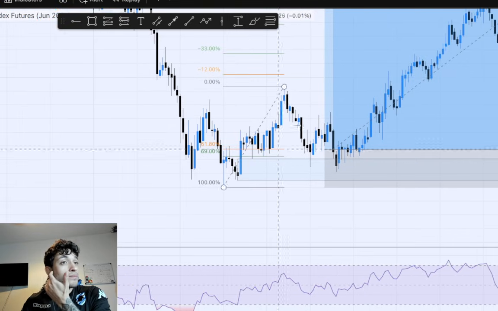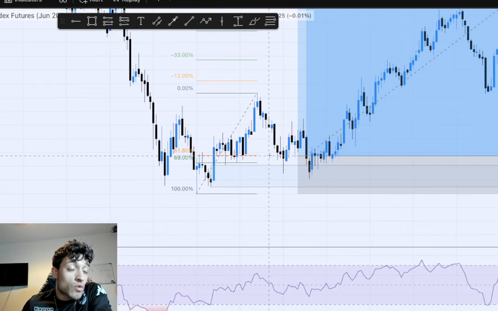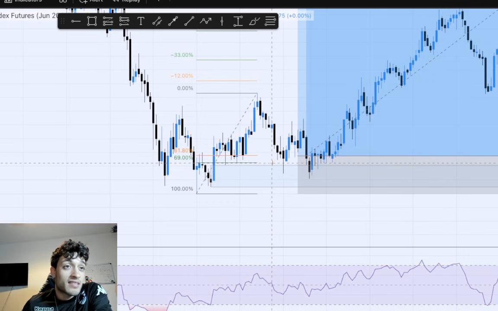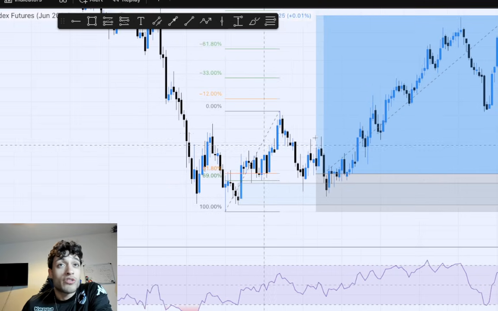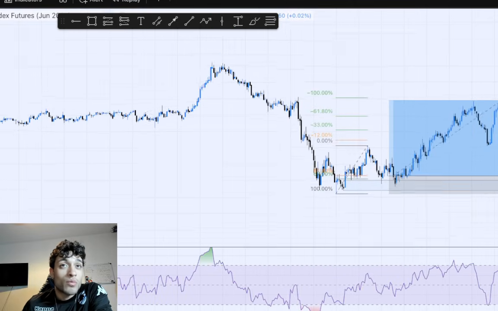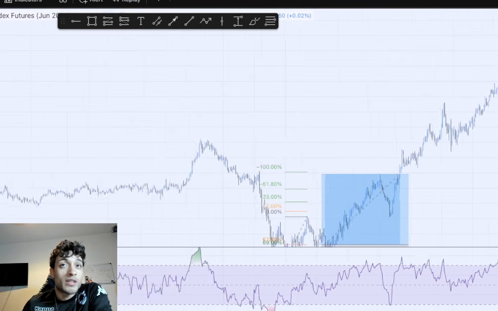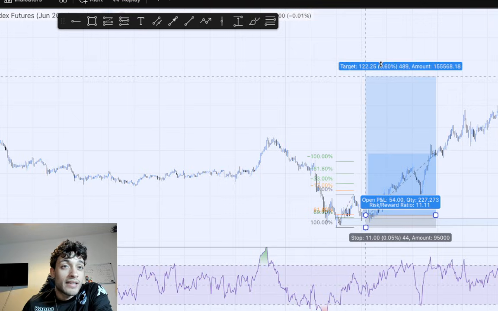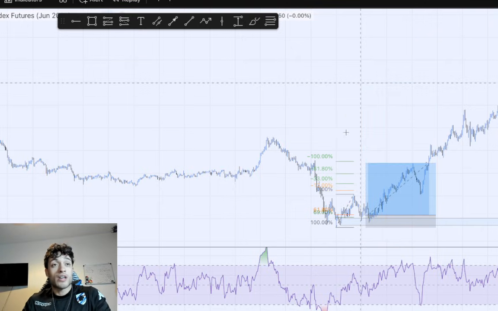Now I got an entry at the 61, but I could have got an entry at the 69% retracement, which from now on I'm going to start doing. Price literally ran so much, guys. It was about like 11R, something like that. I did not catch all of it.